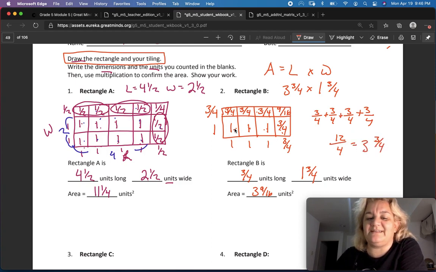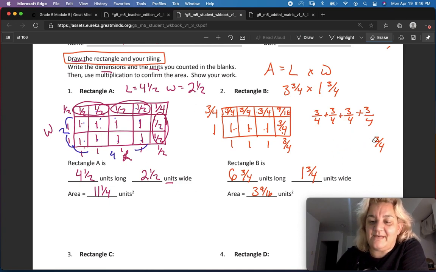3 3/4, but I forgot to add these. 1, 2, 3. That's 6 3/4. Okay, hope you caught that. All right, now I'm going to show you mathematically, instead of using my tiling, how I can solve this.